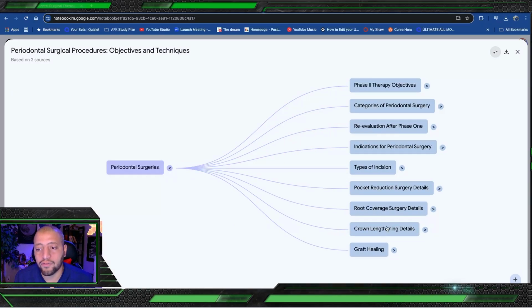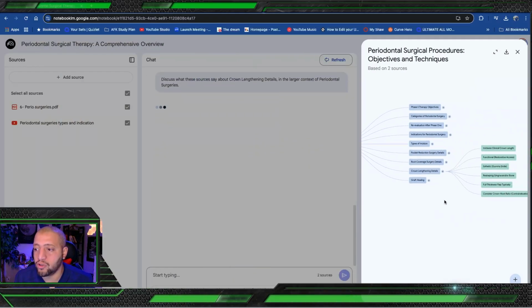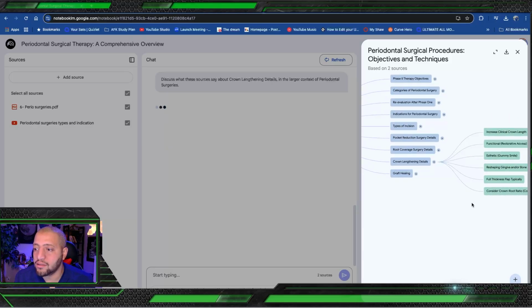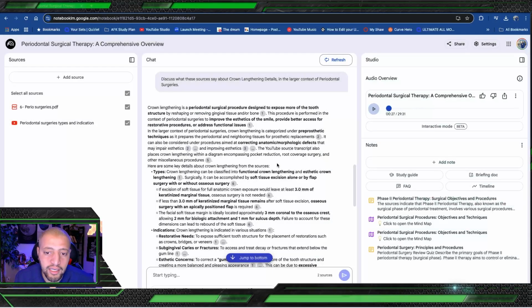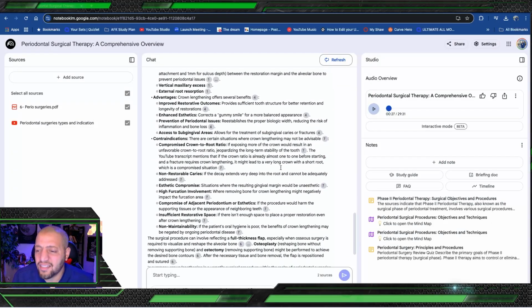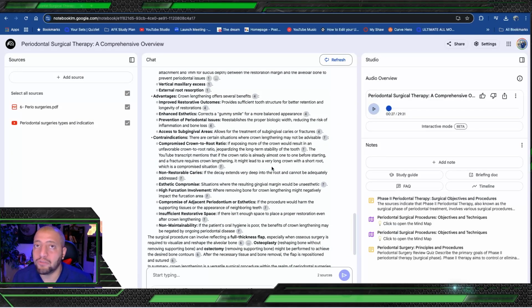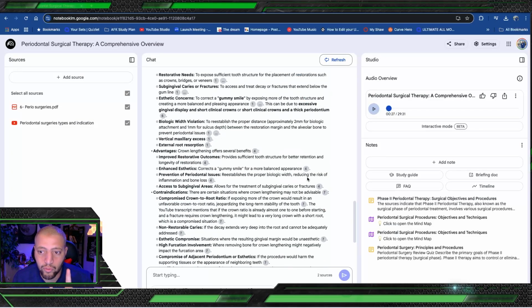For example, I'm confused about this one. You can go here, you can see this is the main idea about crown lengthening, and then you can click here and read. Okay, so this is easy. You can do this with other tools, but the really interesting one is the following.